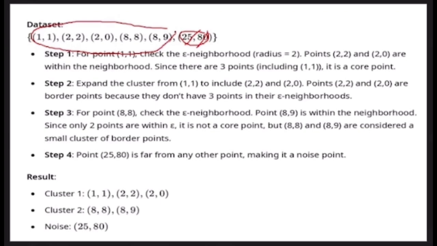Because I know the coordinates, the minimum number of points is going to be 3. I can just say that in cluster 1, I'm going to have that guy, and in cluster 2, I'm actually going to have 8, 8, and 8, 9.